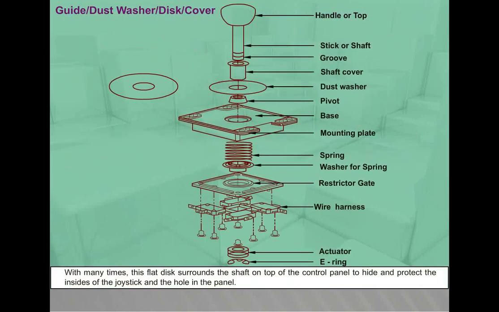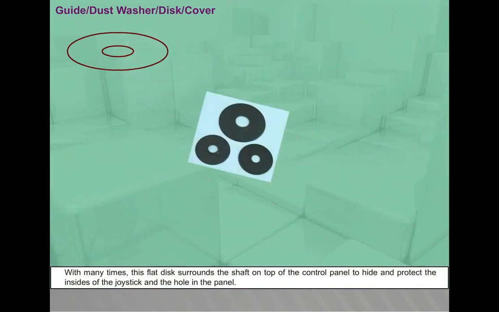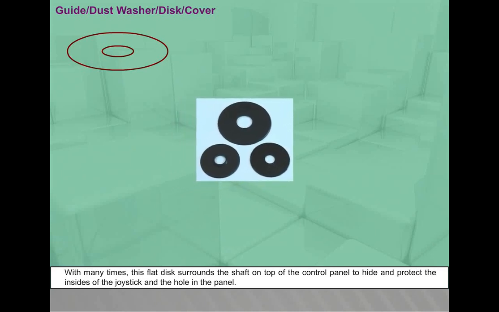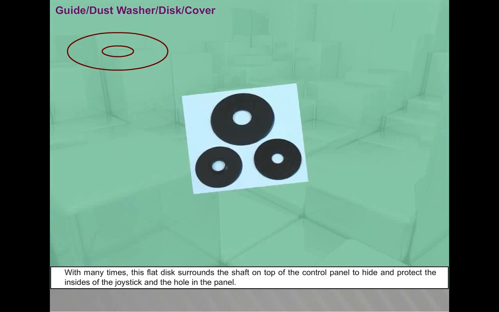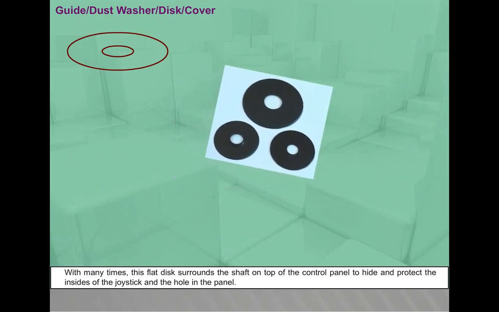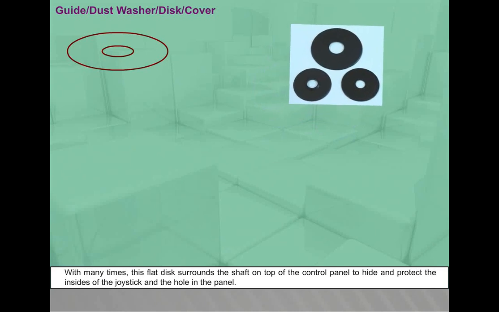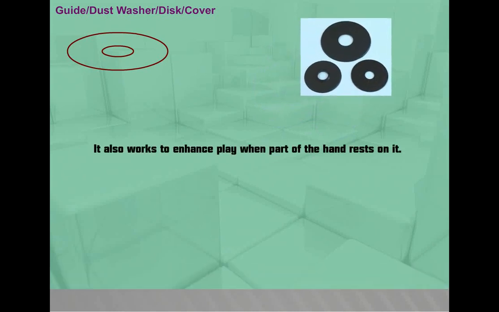Guide or dust washer or disc or cover: many times, this flat disc surrounds the shaft on top of the control panel to hide and protect the insides of the joystick and a hole in the panel. It also works to enhance play when part of the hand rests on it.